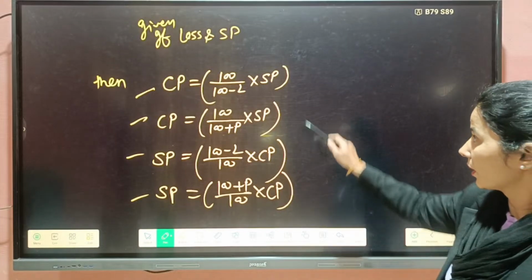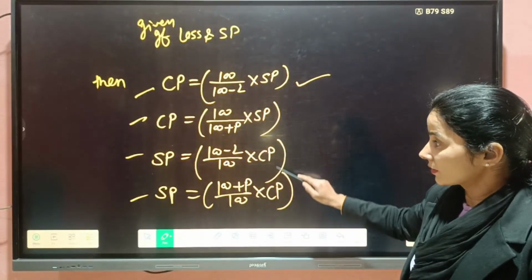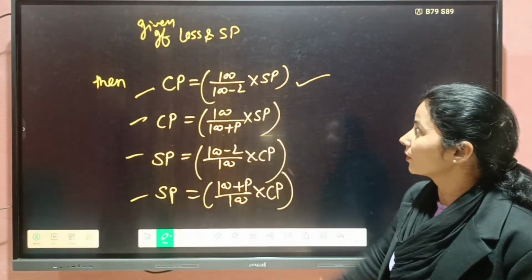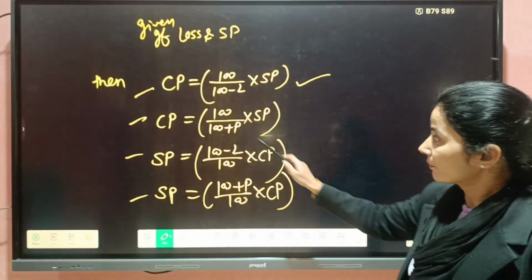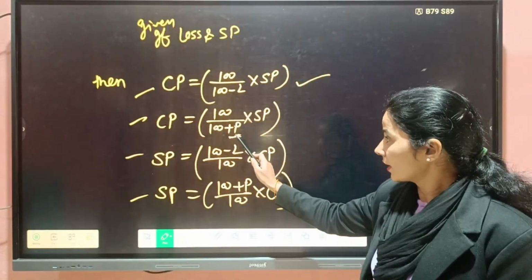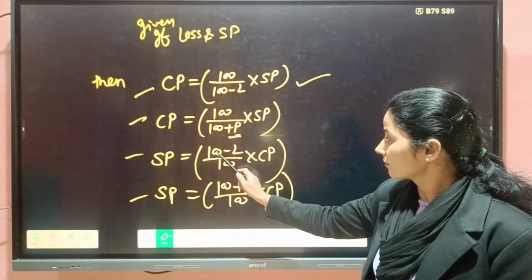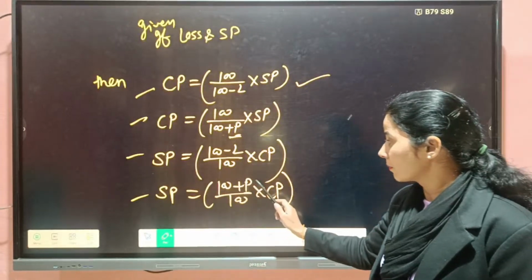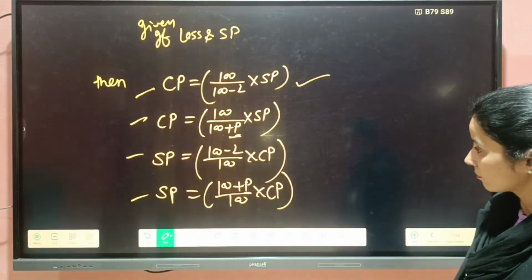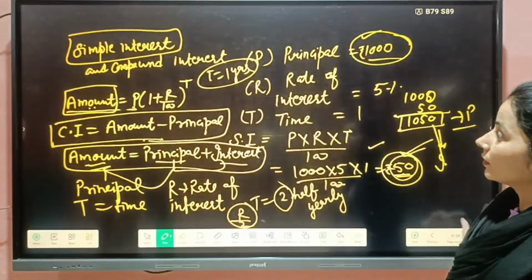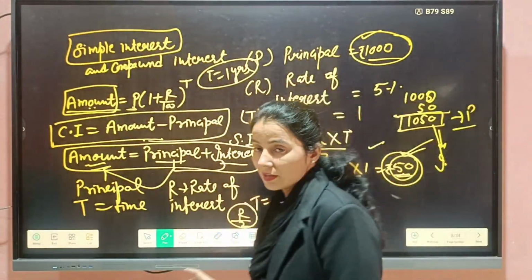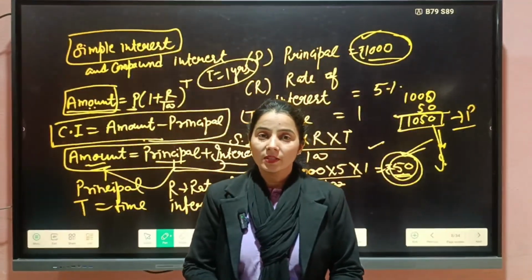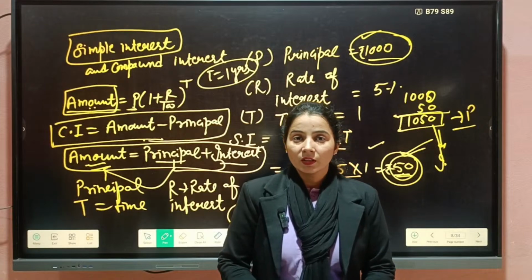And then I told you some formulas about cost price and selling price. When loss is given to us, cost price will be 100 upon 100 minus loss into selling price, and if it is profit, then you add profit instead. Selling price will be 100 minus loss by 100 into CP, and SP will be 100 plus profit by 100 into CP. Then we discussed simple interest and compound interest. In the next video we are going to do examples of this chapter. So thank you for watching.